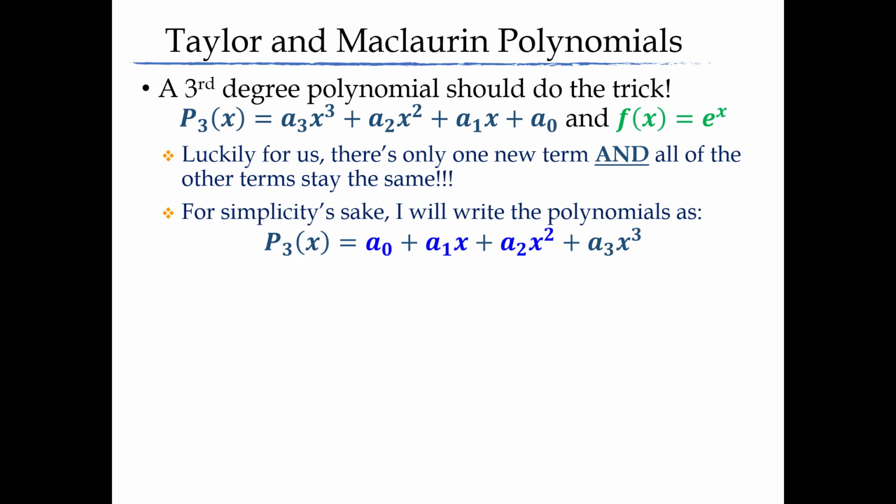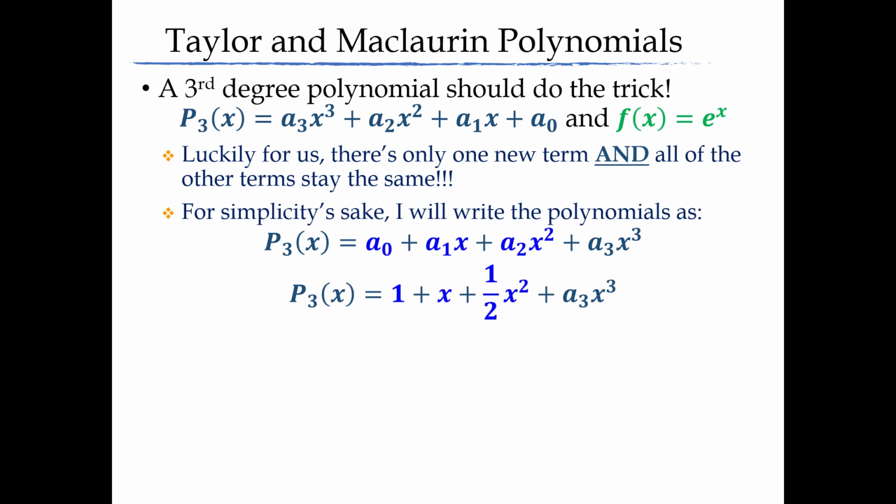P sub 3 of x is our constant, plus a sub 1 of x, plus a sub 2 of x squared, plus a sub 3 of x cubed. Once again, we already know that a naught is 1. We already know that a sub 1 is 1. And we already know that a sub 2 is a half. So all we have to actually do is find a sub 3.